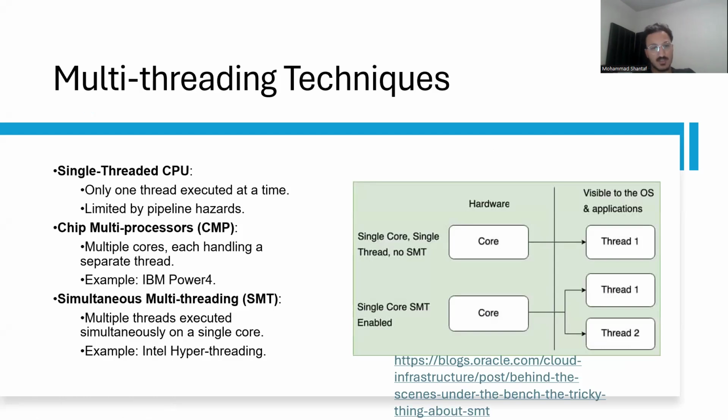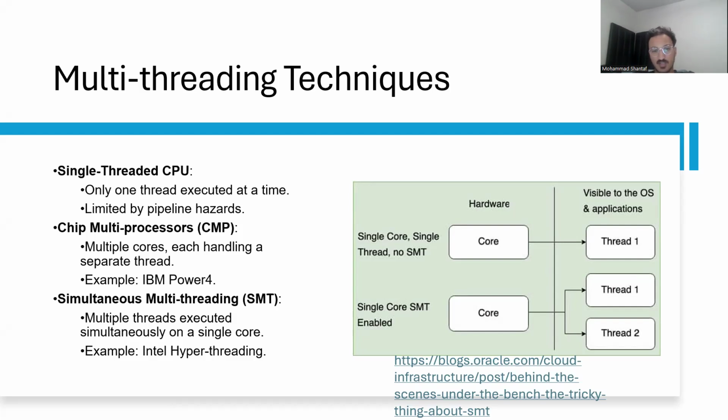There's a single thread CPU, a chip multiprocessor, and simultaneous multi-threading. So it's pretty much a single thread, a CMP, and SMT. A CMP is multiple cores, each handling a separate thread. An example of that would be the IBM Power4. A single thread, however, has only one thread executed at a time, and it limits pipeline hazards, which is an advantage over chip multiprocessors and simultaneous multi-threading. Simultaneous multi-threading has multiple threads executed simultaneously by a single core. An example of this is Intel Hyper-Threading.